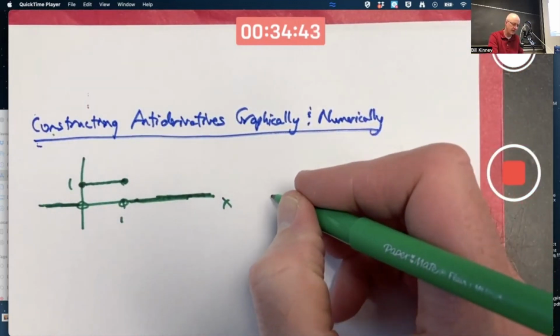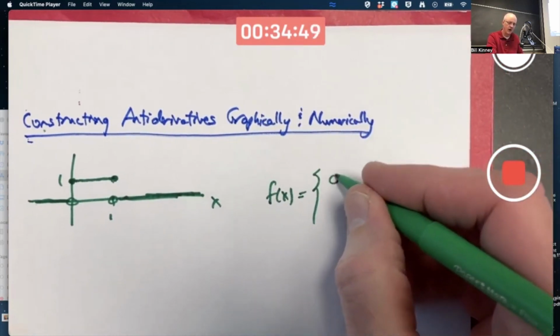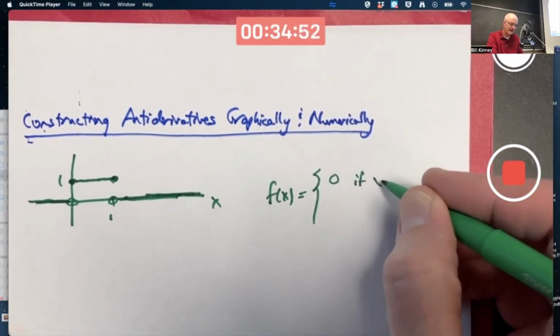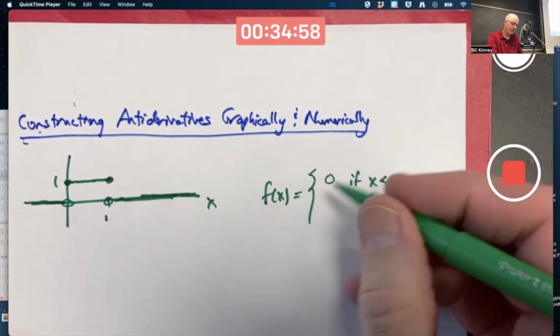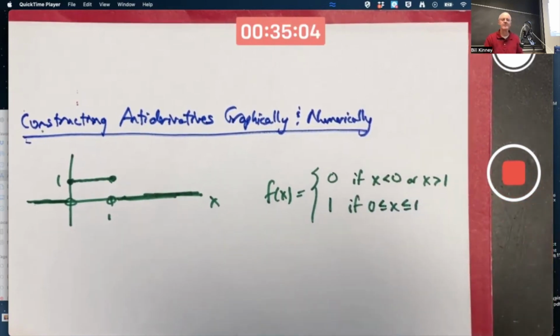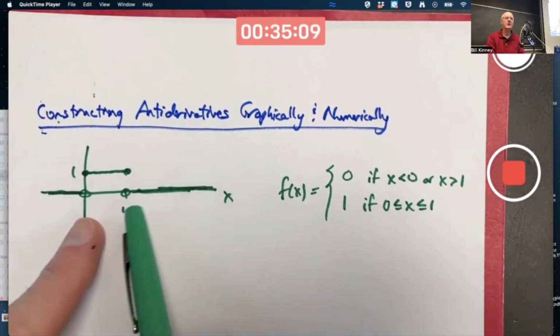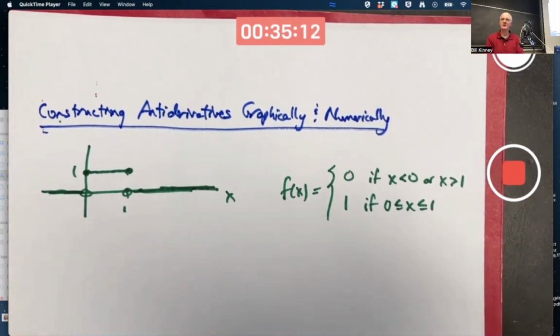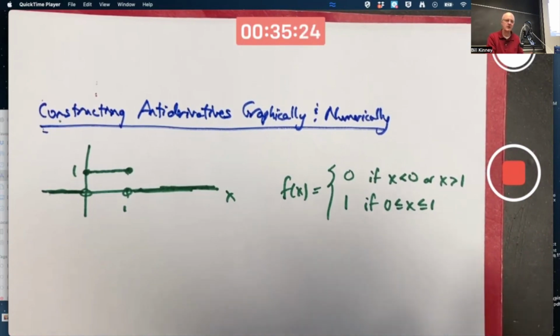You could write a piecewise formula for it. F of x is going to be 0 if x is less than 0 or x is bigger than 1. And it will equal 1 if x is between 0 and 1. This piecewise function that is discontinuous at 0 and 1 turns out to be a pretty useful function, even though it's not continuous and not differentiable at 0 and 1. It is the graph of something you could call a standard uniform distribution.